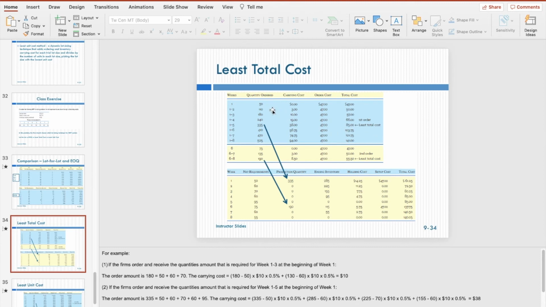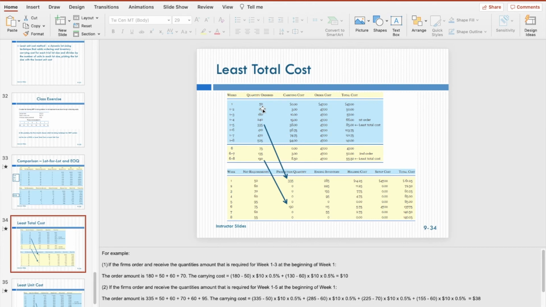Let me repeat this again. If you choose this option, at the beginning of week 1 you order the amount for the future 2 weeks. That's why you order 110. During week 1, you already sell 50. Then you still have 60 in your warehouse, right? That 60 is prepared for the second week. Since you keep this 60, you have to incur carrying cost.